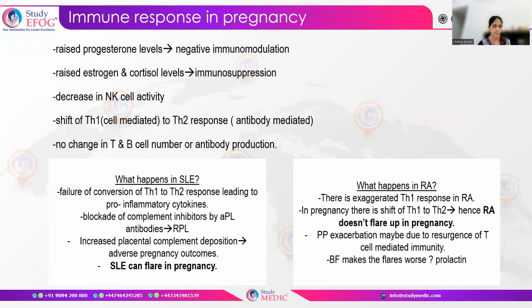Now, what happens in SLE? In women who have SLE, this normal conversion from Th1 to Th2 response in pregnancy doesn't happen. And that is why it leads to a pro-inflammatory cytokine phase. And there is blockade of complement inhibitors by antiphospholipid antibodies, which leads to recurrent pregnancy loss. There is increased placental complement deposition, and that leads to adverse pregnancy outcomes.